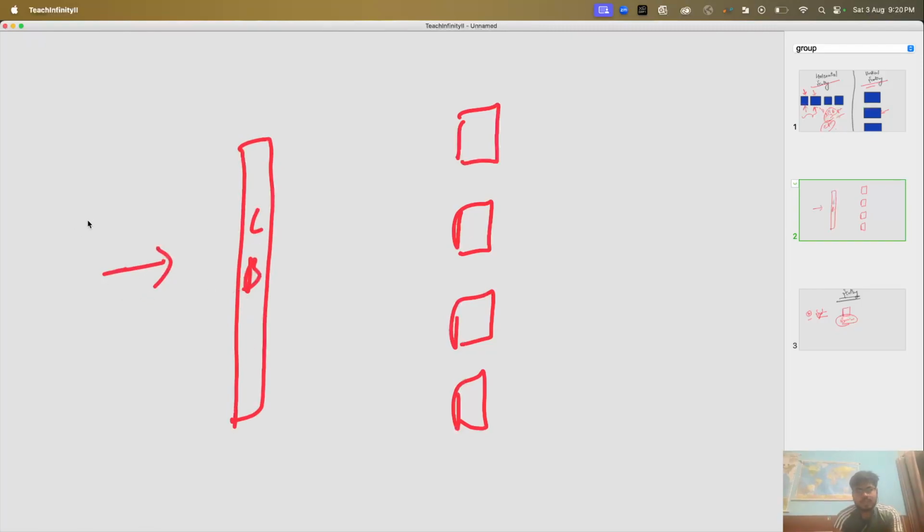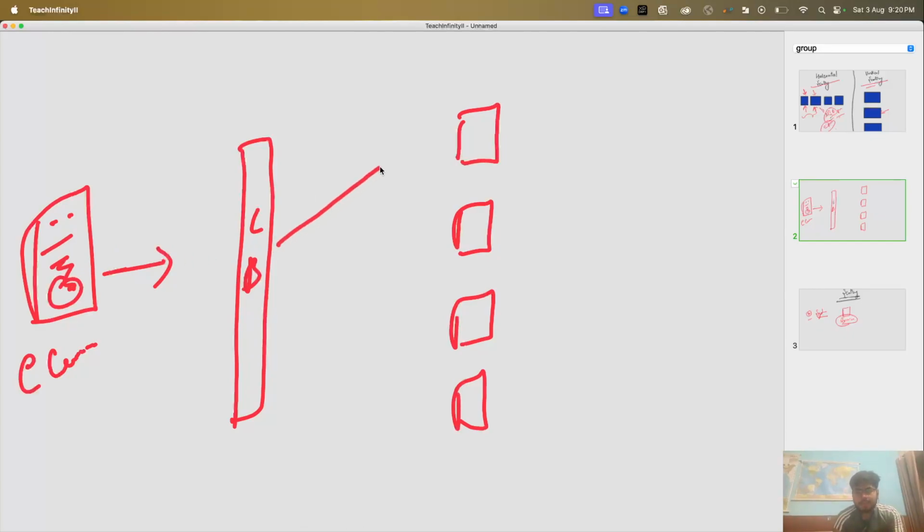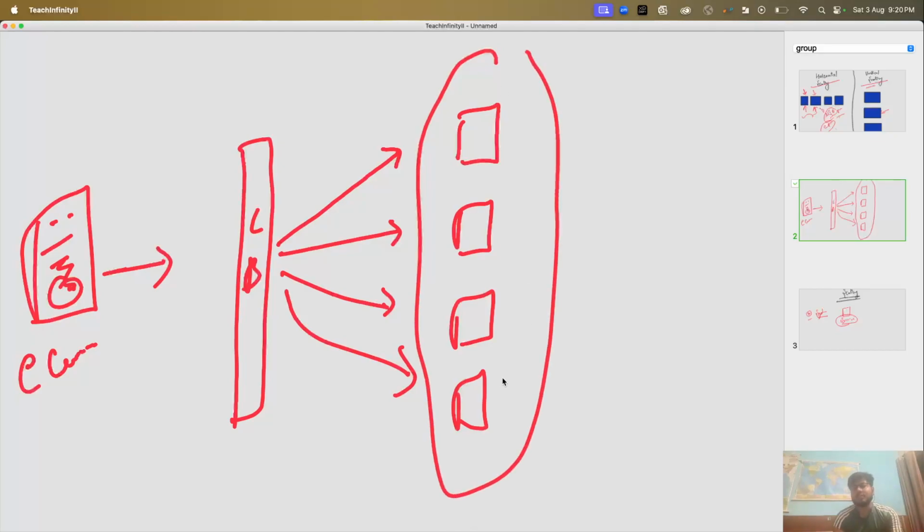Suppose a user is searching something on your e-commerce website. Now this load balancer comes into the picture and it distributes the request equally among all the nodes that are present in the system. So this is what we call horizontal scaling, and for that you need a load balancer.